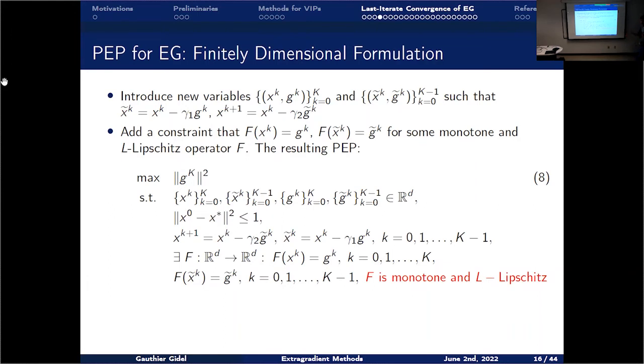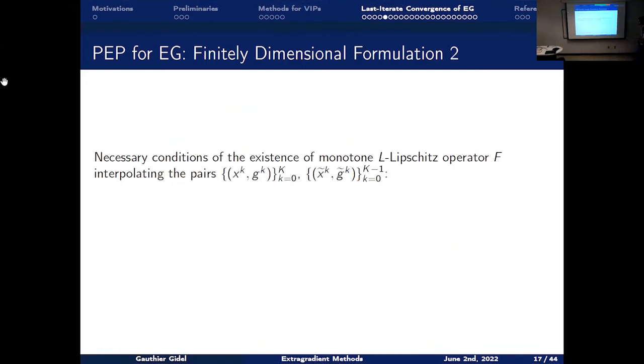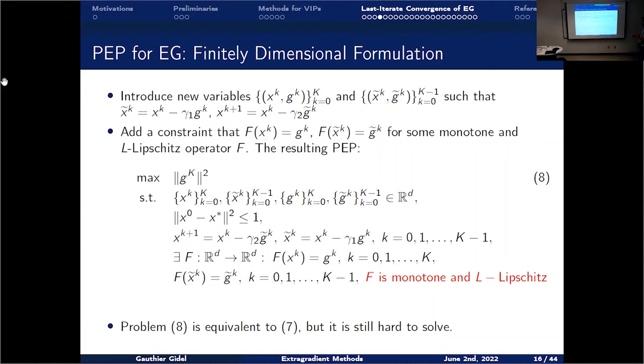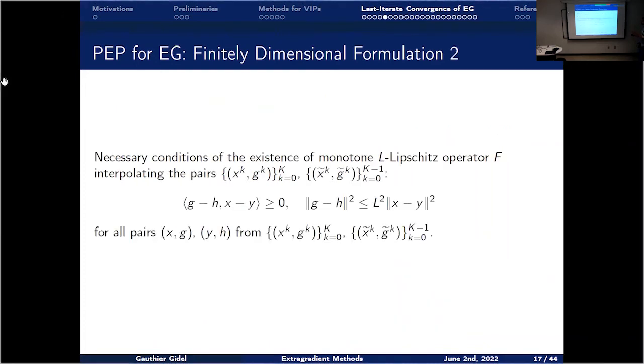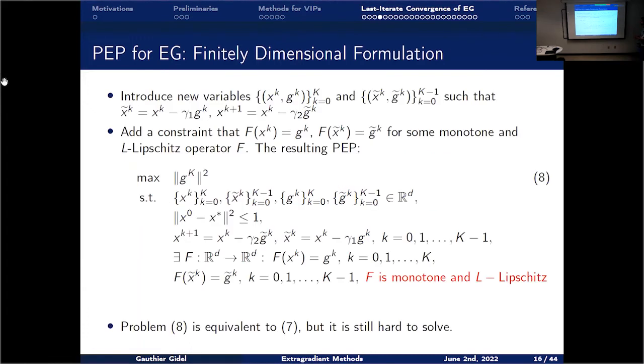So now you have introduced new variables, and you want f to verify monotonicity and Lipschitz. It's still infinite dimensional, but the next step is to remove this and just add the constraints: the necessary conditions for the existence of this operator. If there exists such an operator, then of course all the monotonicity and Lipschitz conditions are valid for all the pairs. This is just like saying that this operator is monotone and Lipschitz. So I'm trying all the possible combinations with these variables.